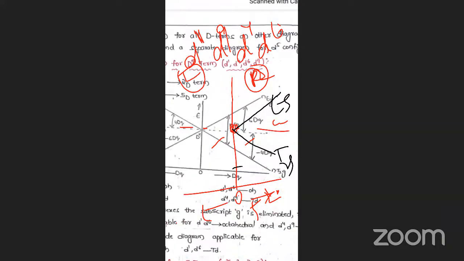So for example, you can observe here D1 and D6 configuration for the right hand side. You can observe in this diagram D1 and D6 configuration for octahedral split like this. The diagonal splitting takes place like this.